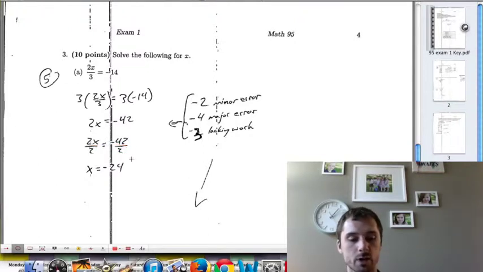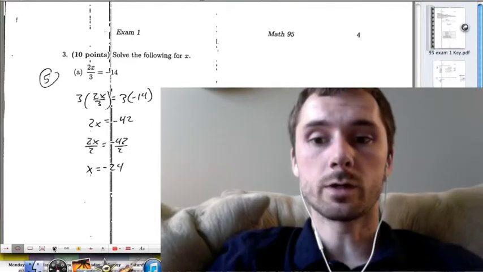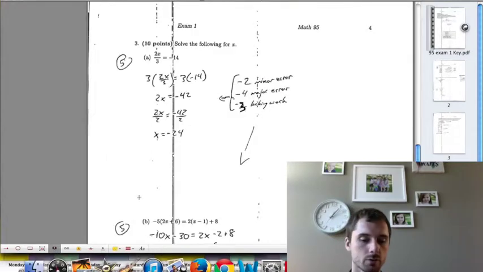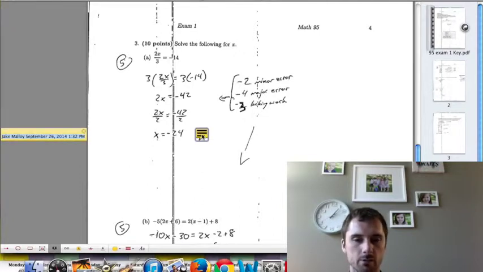Then of course that's 2x, but I want to figure out what only 1x is worth. So I divide by 2 on both sides and I get negative 21. Okay, so you can see the minor error, major error, and if you just gave me an answer with no work, what that would be like. Okay, and then let's look at the next one. Obviously here we're going to need to use the distributive property.